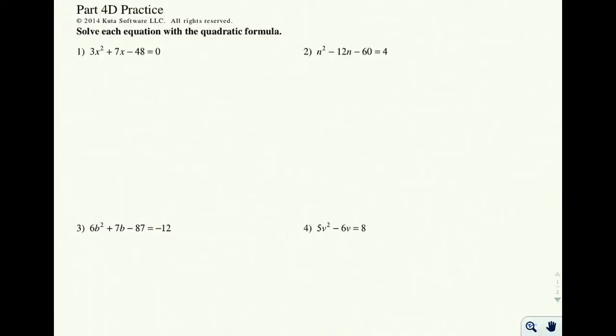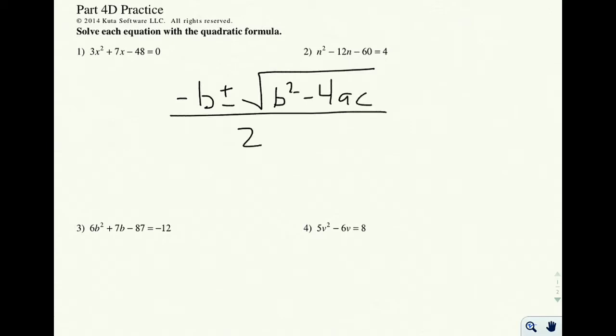We are in part 4D, the final section here, and we are solving equations not by factoring now, but using the quadratic formula. The quadratic formula is not something I would ever expect you to memorize, but some of you might do that just out of habit of using it. The way it goes is you take negative b plus or minus the square root of b squared minus 4ac, all over 2 times a. Now you might be thinking, who thought of that one on a sunny afternoon?